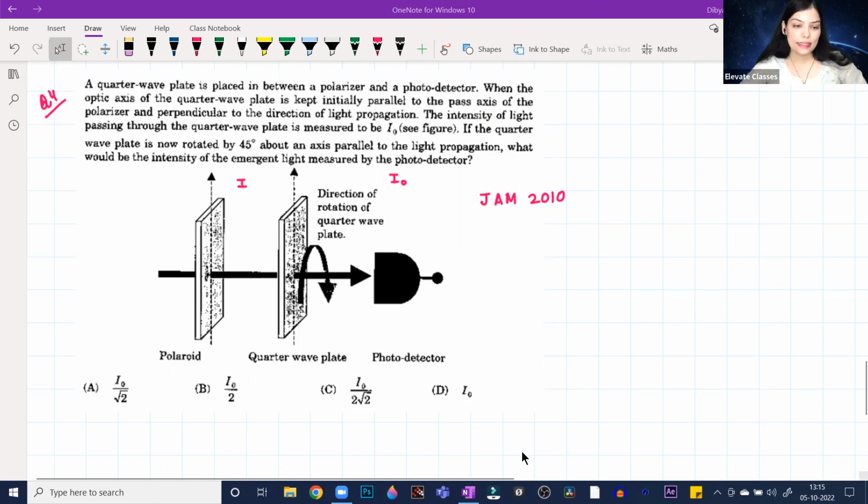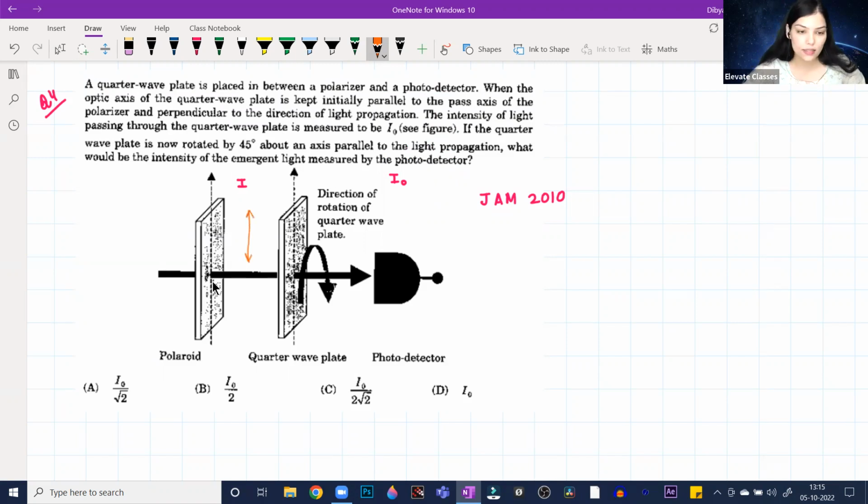सो द क्वेश्चन इज, स्टार्टिंग में क्या है, हमें बोला कि पोलराइजर और क्वार्टर वेव प्लेट दोनों का पास एक्सिस पैरेलल है. ठीक है, तो क्या होता है जब पास एक्सिस पैरेलल होता है, ऑप्टिक एक्सिस, यहाँ लेट मी ड्रॉ. सो पोलराइजर का पास एक्सिस ये जो ड्रॉ किया है वही मैं एज्यूम कर रही हूँ, जो डॉटेड लाइन ड्रॉ किया है. सो दैट मीन्स I should get a light which is polarized parallel to this.